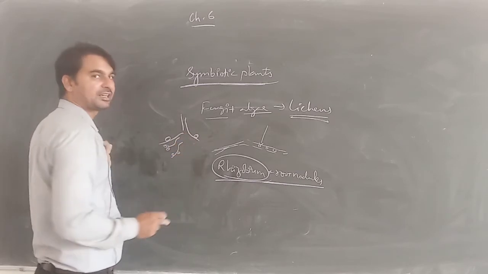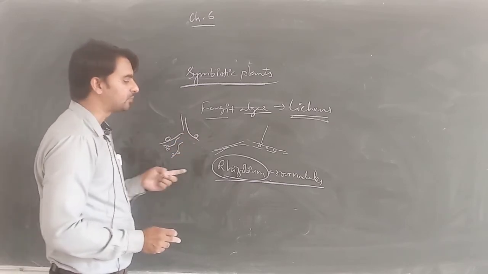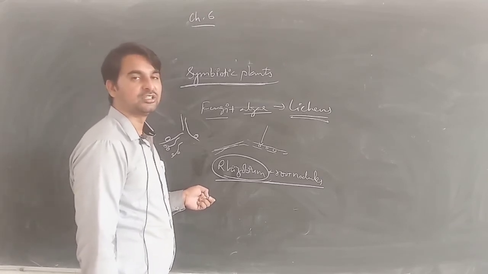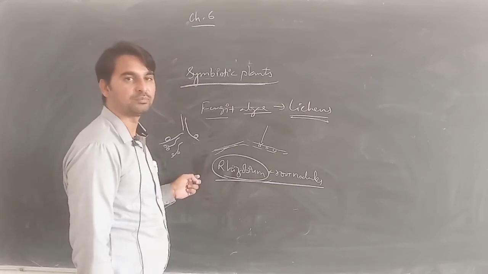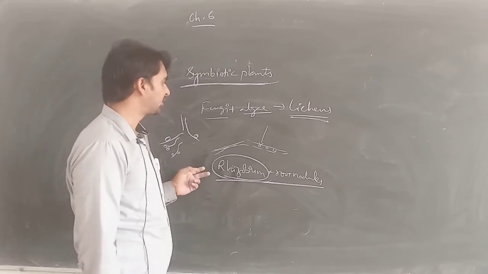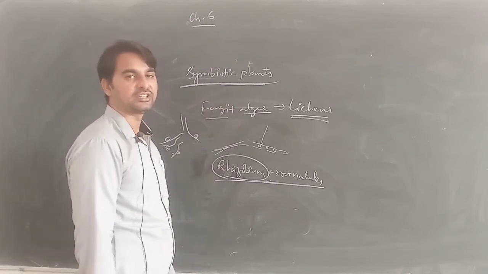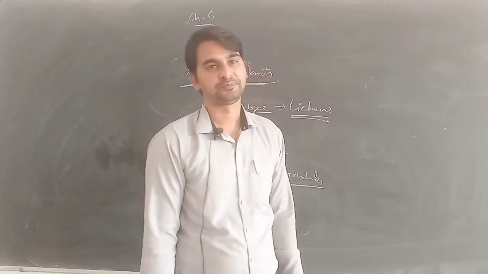So this rhizobium bacteria takes shelter in the roots of these plants, and in return it provides nitrogen in the form of nitrate or ammonium to the plants, where they can synthesize proteins. So in this way, this relationship is termed symbiotic, and those plants are known as symbiotic plants.